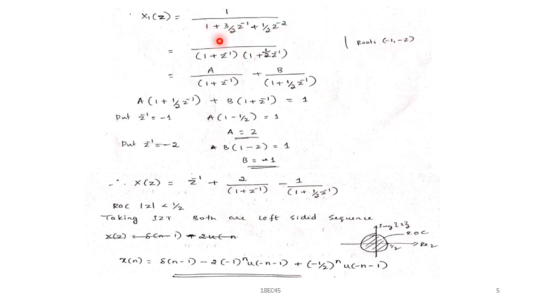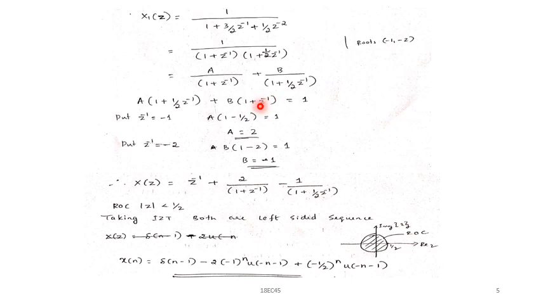Therefore, I write this as 1 divided by 1 plus z inverse into 1 plus 1 by 2 z inverse, which is A divided by 1 plus z inverse plus B divided by 1 plus 1 by 2 z inverse. So by cross multiplication, I'll find the values of A and B. So A into 1 plus 1 by 2 z inverse plus B into 1 plus z inverse is equal to 1. Now put z inverse is equal to minus 1 in this equation.